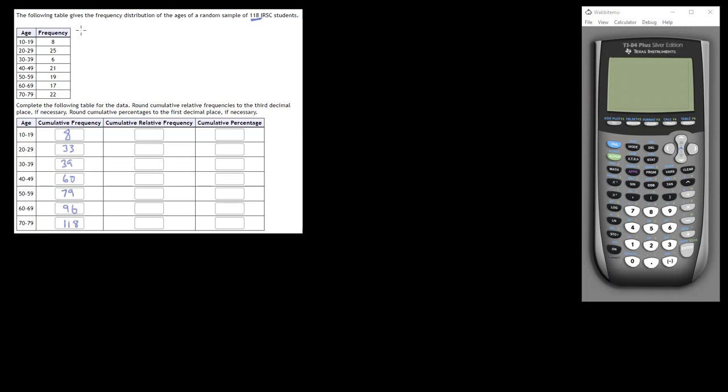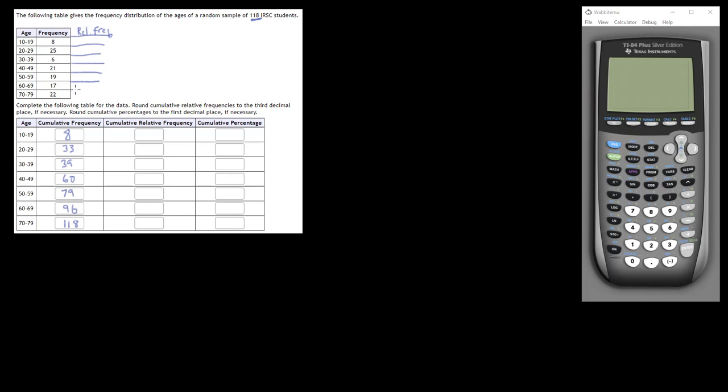Relative frequency is the frequency of the class divided by the total frequencies, the sum of all frequencies. So to calculate relative frequency here, I'm just going to make another column to this chart. Let's see if I can squeeze it in. Relative frequency. So we need to take each of those class frequencies and divide by 118.